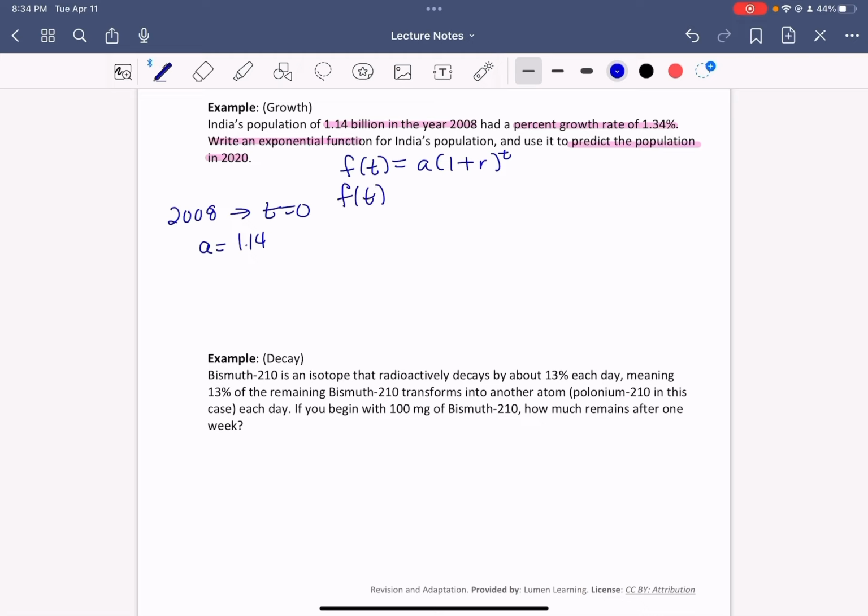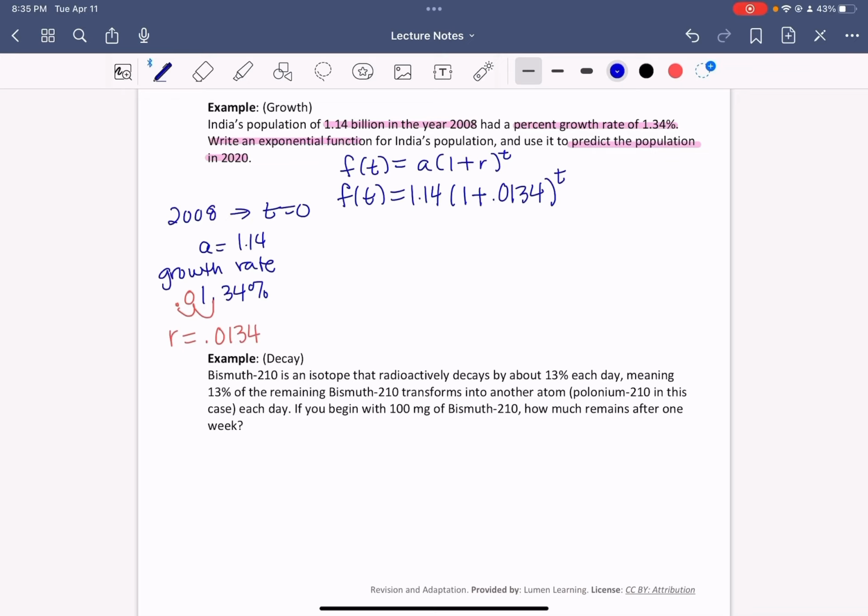So I can say f of t is equal to 1.14. And again, you'll notice we're using 1.14 to represent the population in billions, and we're not using a whole bunch of zeros with that. The next part said that it had a percent growth rate of 1.34%. Don't forget we have to change those percents to a decimal. So for your R, I'm going to use 0.0134. And so I'll come over here and this will be 1 plus 0.0134 raised to the t.